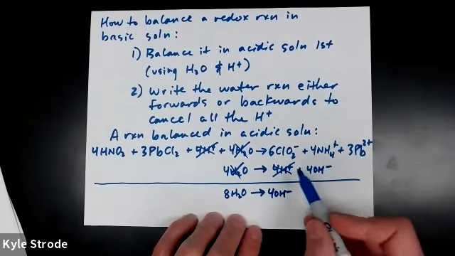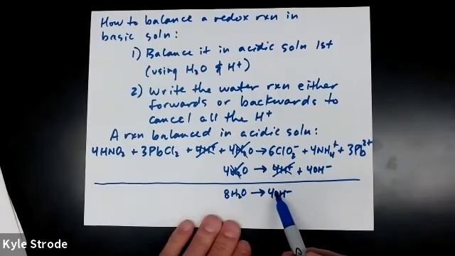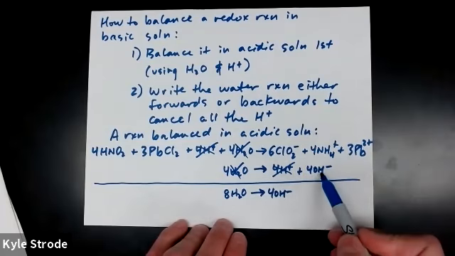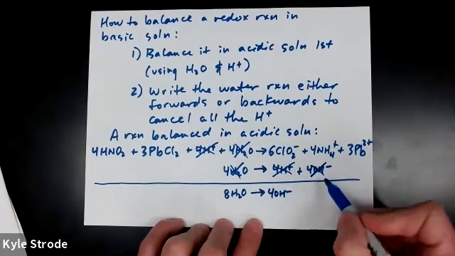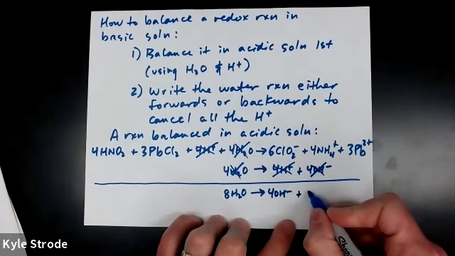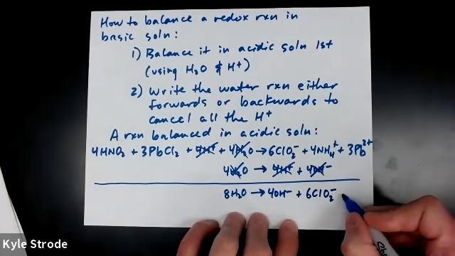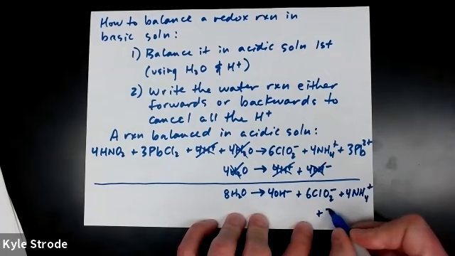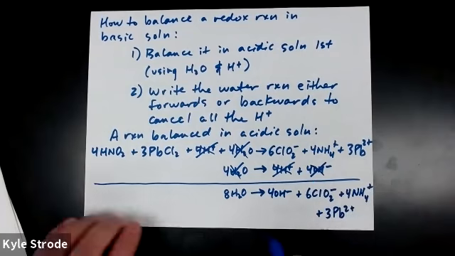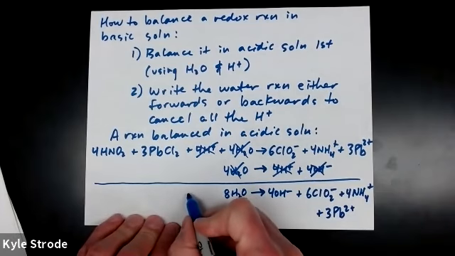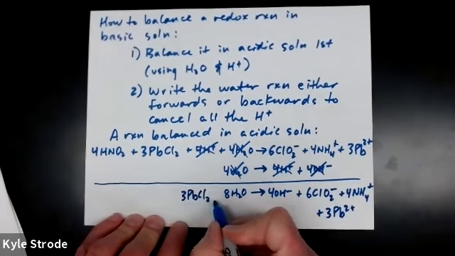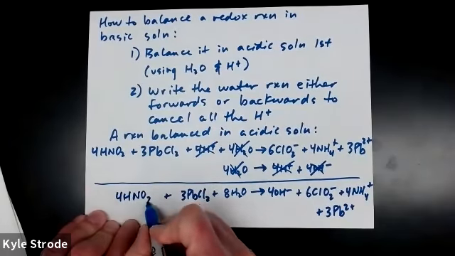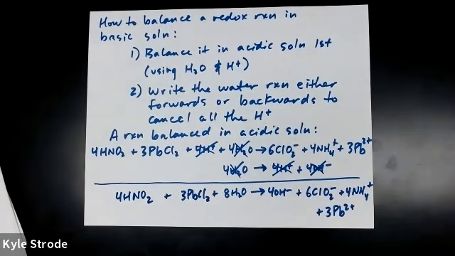And now, since everything has been canceled and brought down to the new reaction line that we've modified, we can just bring all the rest of the pieces down exactly like they are in the balanced reaction. So we end up with 6ClO2- and 4NH4+ and 3Pb2+ on the right. Over here on the left, then we end with 3PbCl2 and 4HNO2.